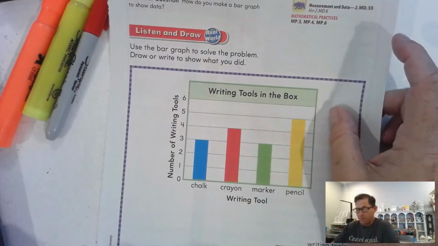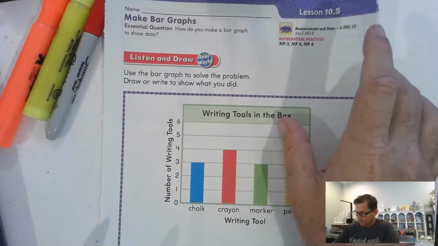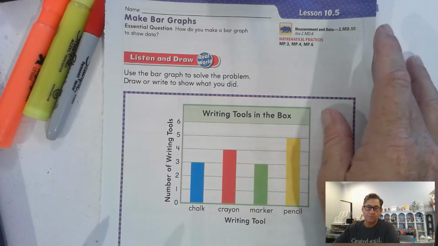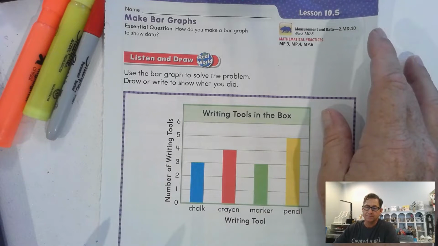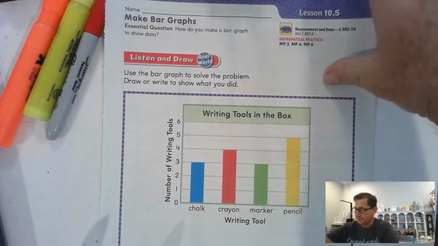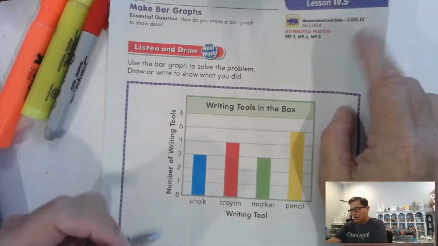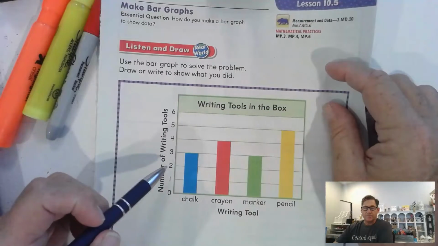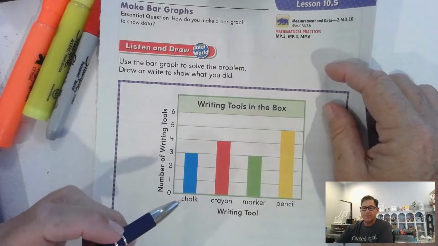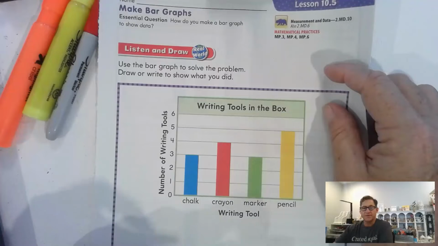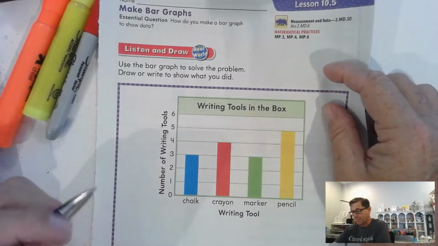So Barry made this bar graph. How many writing tools are in the box? Okay, so go ahead and pause the video and see what you come up with, and then resume the video and we'll go over it.